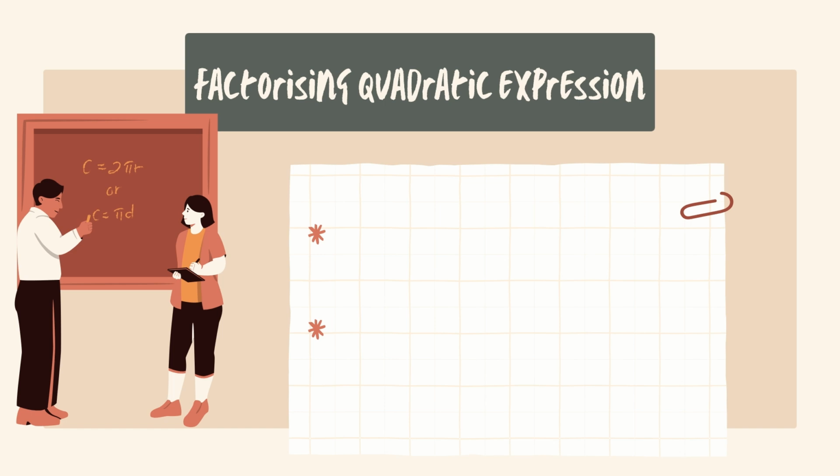Next is factorizing quadratic expressions. As we all know, the common form of a quadratic expression is like this: ax squared plus bx plus c. So from this quadratic expression, we need to find two numbers that, if we add them, we've got b, and if we multiply them, we've got c.